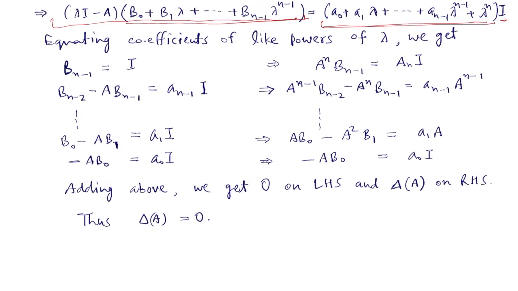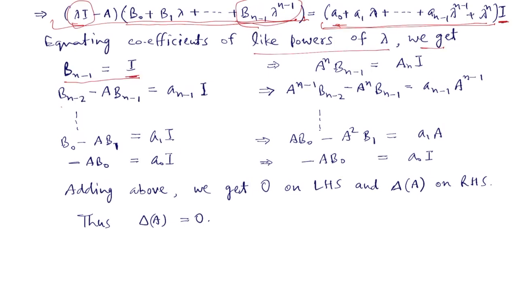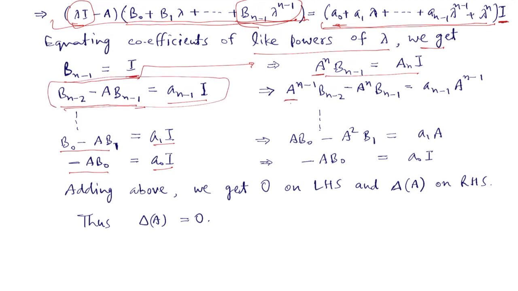So equating coefficients of like powers of lambda, we get B(n minus 2) minus A B(n minus 1) equal to a(n minus 1) I, and so on, B naught minus A B1 equal to a1 I, and minus A B naught equal to a naught I. Now multiplying this equation by A to the power n, we get this one. Multiplying this equation by A to the power n minus 1, we get this relation, and so on. Multiplying this equation by A, we get this one, and this is as it is. So we get these equations.